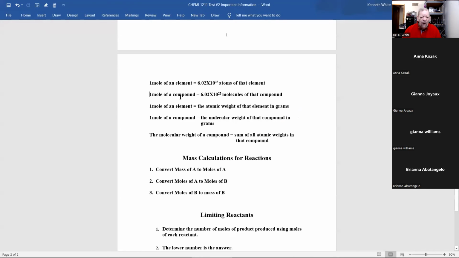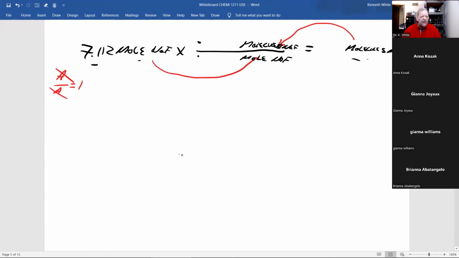And 1 mole of a compound, and sodium fluoride is a compound, equals 6.02 times 10 to the 23rd molecules of that compound. So remember, whenever we have two things equal each other, there are two ratios I can always have. They're not equal, they're separate. One side over the other and vice versa.